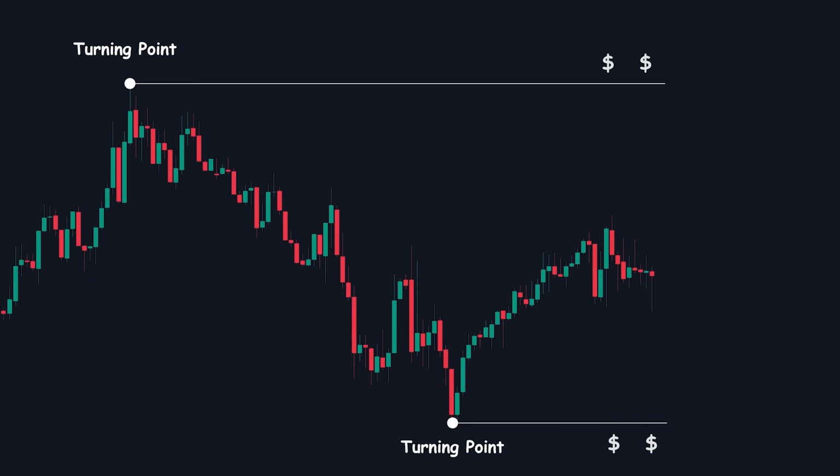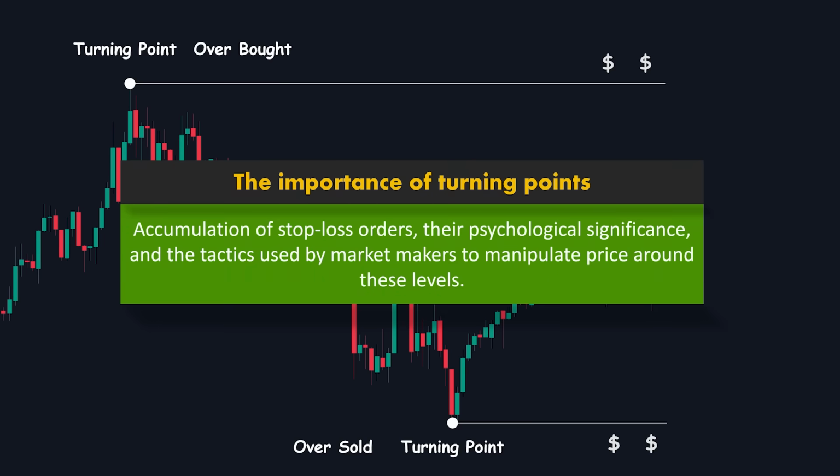These levels are often viewed by the market as overbought or oversold, which increases the likelihood of a price reaction when revisited. They hold significant liquidity because they attract attention from both retail and institutional traders. The importance of turning points can be summarized in three key aspects: the accumulation of stop-loss orders, their psychological significance, and the tactics used by market makers to manipulate price around these levels.